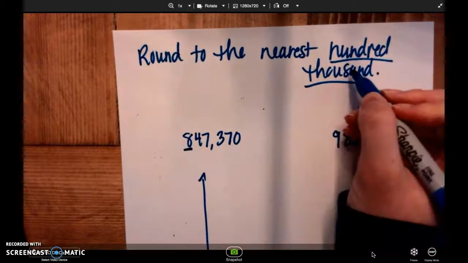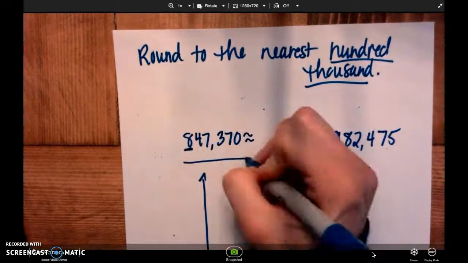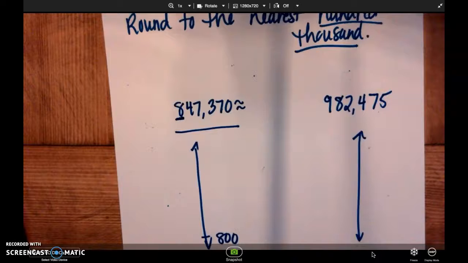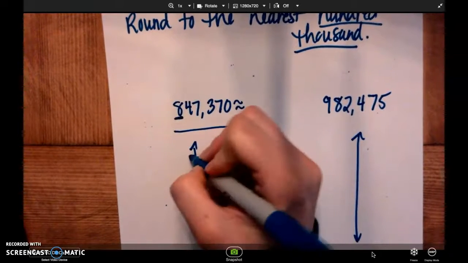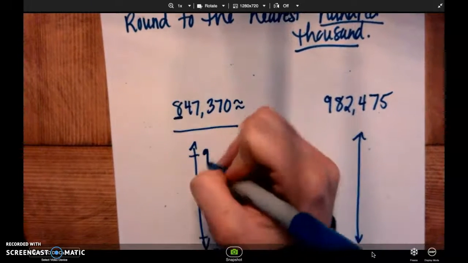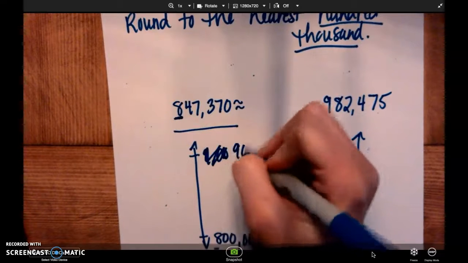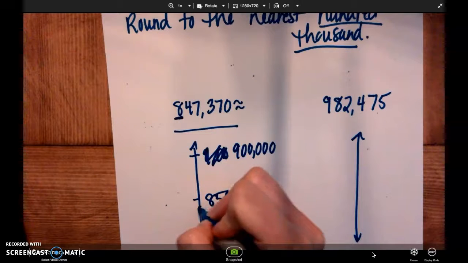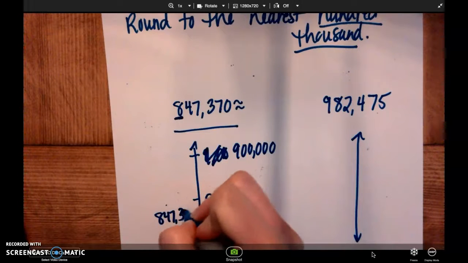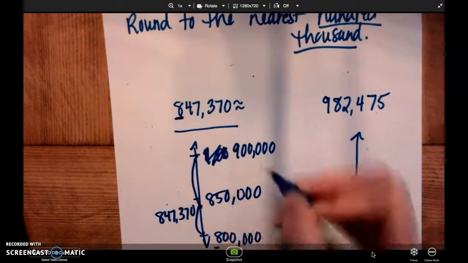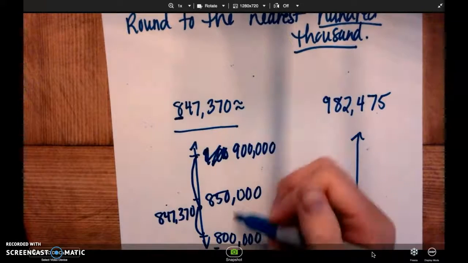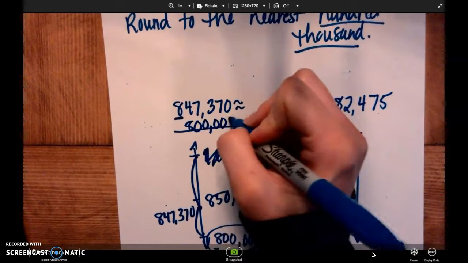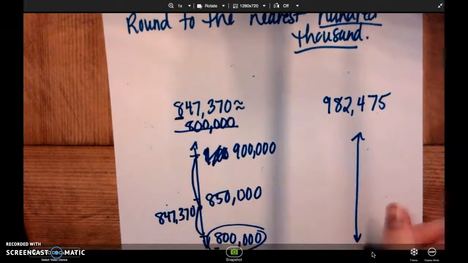Here I'm underlining my 100,000 because that's the place I'm focused on. I can see that my bottom benchmark number is 800,000. 100,000 more would be 900,000. And my midpoint is 850,000. I can see the 847,000 would fall below that 850. So I can say that 847,000 rounded to the nearest 100,000 is 800,000 because it falls in the bottom half of my number line.